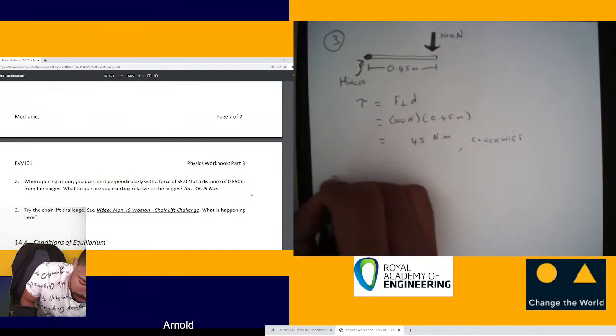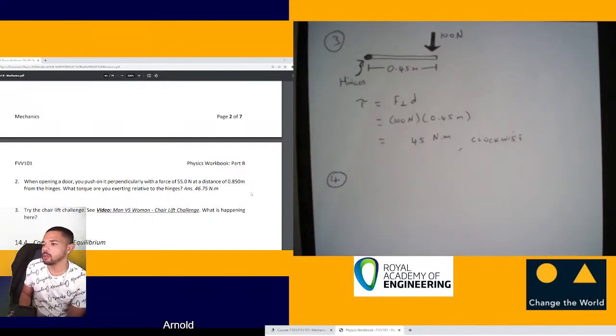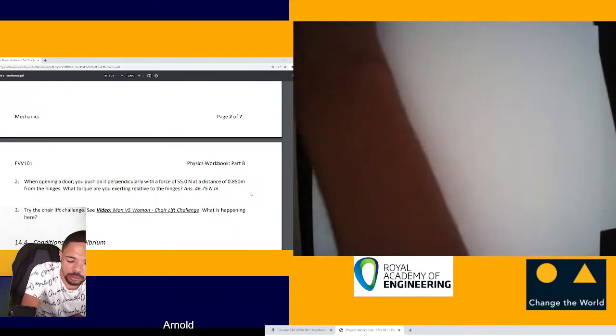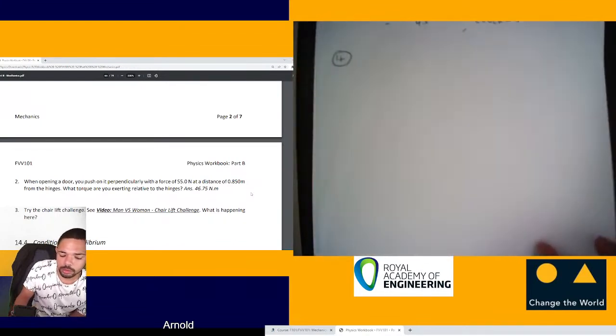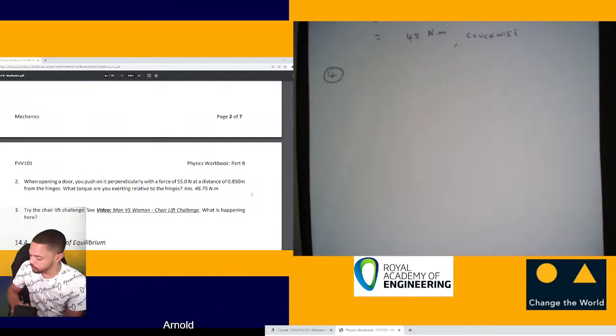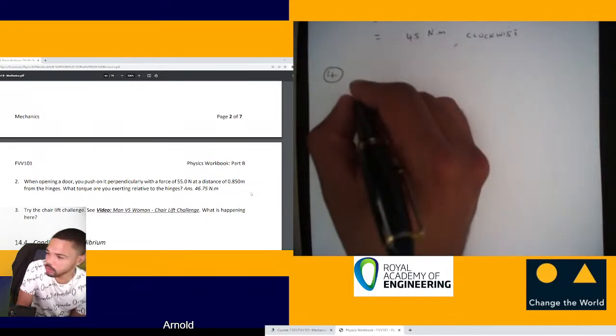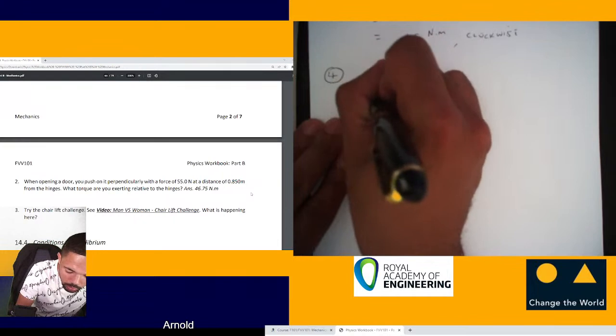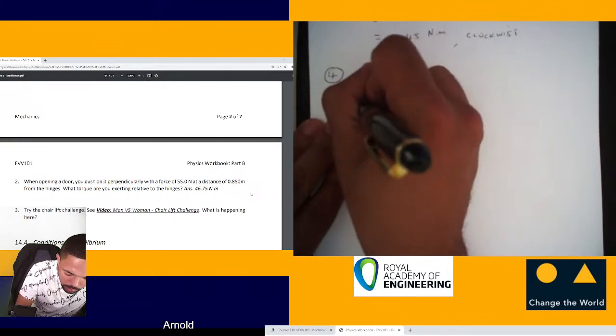Number 4. I know I used Roman numerals to mark number 1 and 2, and now I'm using actual numbers for number 3 and 4. It's not really a matter, no big deal. So the next thing, we are given a situation, we need to calculate the torque. Let me just draw the situation.